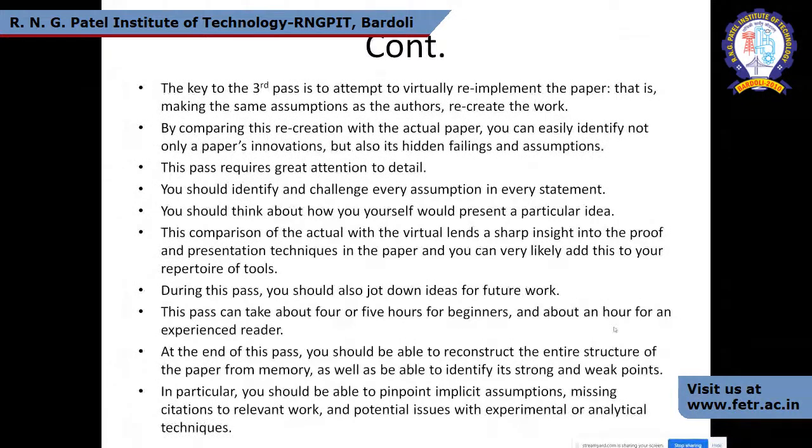And then after that, the key to the third pass is to attempt to virtually re-implement the paper. That is, making the same assumptions as the authors and recreating the work in our mind. By comparing this recreation with the actual paper, you can easily identify not only the paper's innovation, but also its hidden failings and assumptions. For that, you also need to assume in that way, whether it is the proposed model, proposed algorithm, or proposed mechanism.